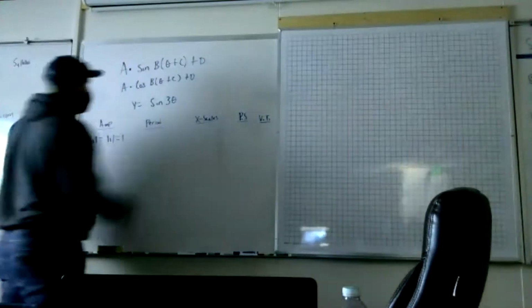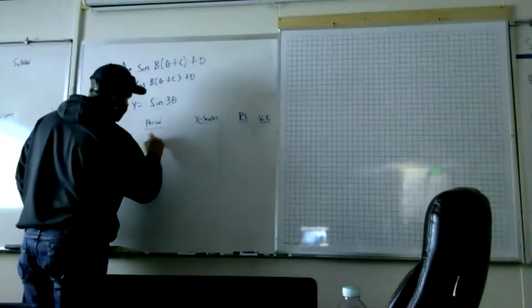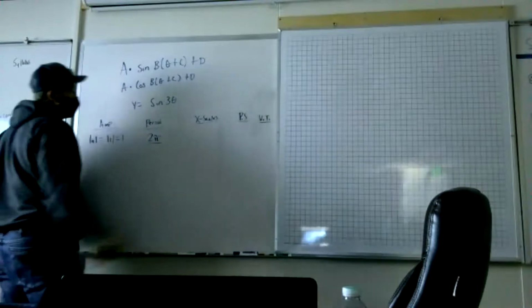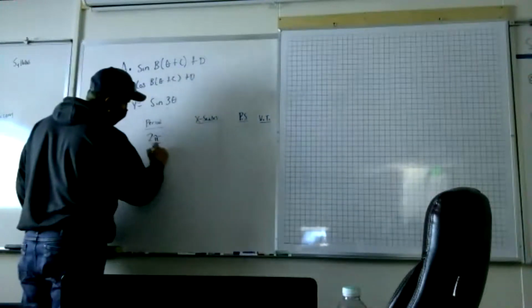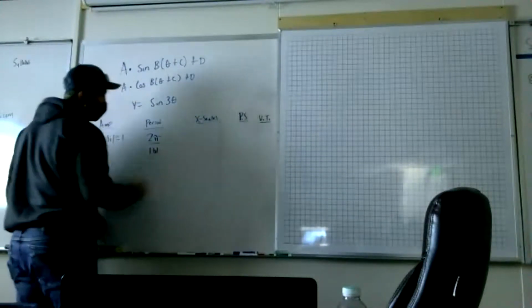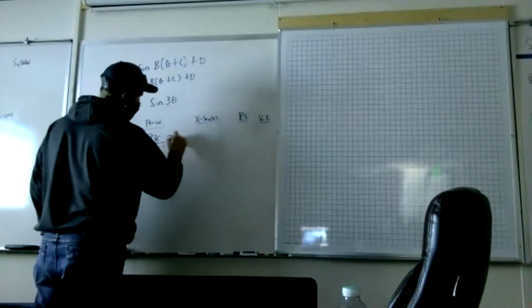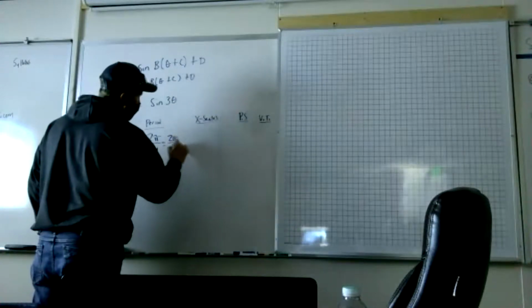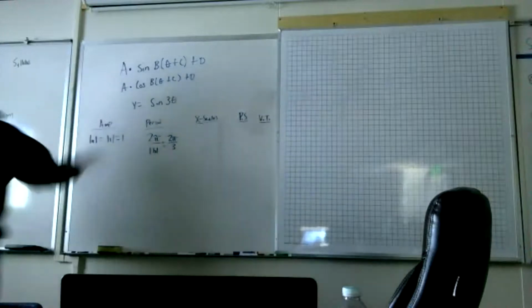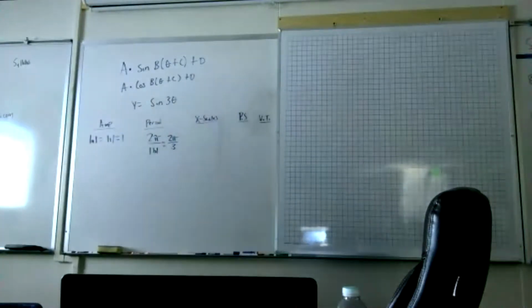So our period, like I said, I'm going to do it in radians this time. So it's 2 pi, because 2 pi is equal to 360. I'm just going to divide that by the absolute value of B, which is 3. So that is 2 pi over 3, which cannot be simplified any further than that.